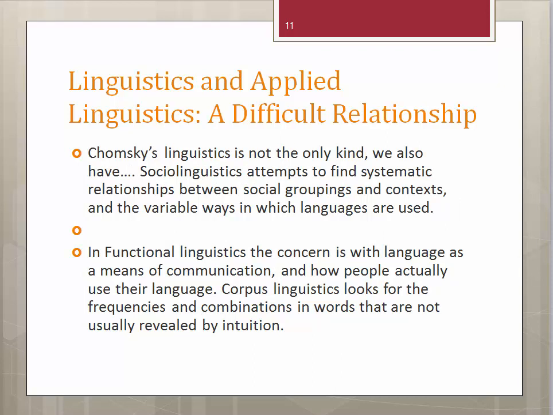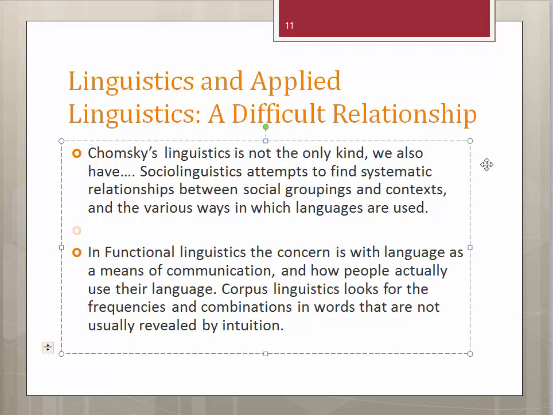We also have sociolinguistics. Sociolinguistics attempts to find systematic relationships between social groupings and contexts and the various ways in which languages are used. Then we have functional linguistics, where the concern is with language as a means of communication and how people actually use their language. That is, it deals with functions of language. Corpus linguistics looks for the frequencies and combinations in words that are not usually revealed by intuition.